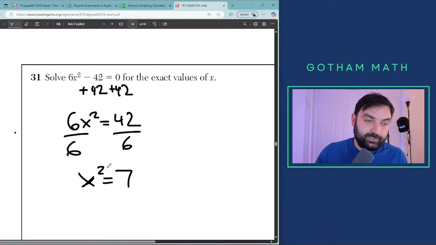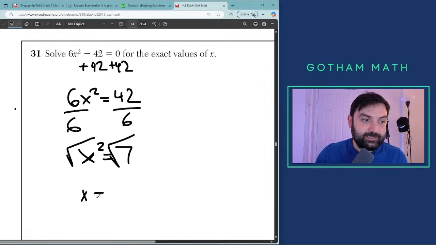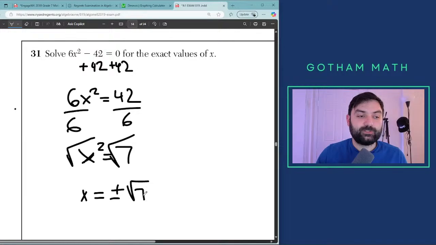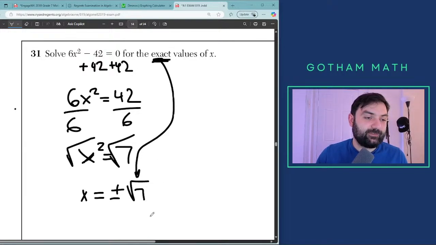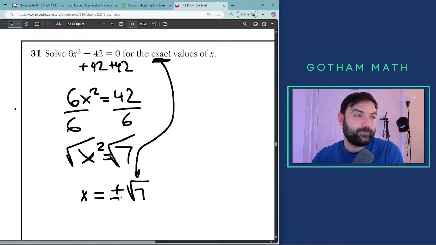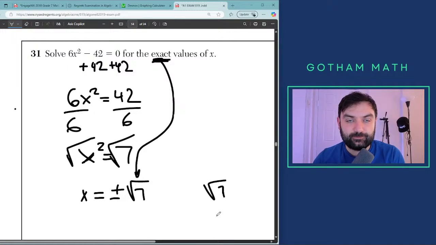So we know that the reverse operation of a square is the square root. We're going to have to take the square root here, and we're going to get x equals, and if you remember, you have to put plus or minus the square root of 7, because they say exact. When they say exact, they want you to keep it like this. They don't want a decimal. If you remember that it's plus or minus, then you will get 2 out of 2 points. If you just put the square root of 7 as the answer, you're going to get 1 out of 2.